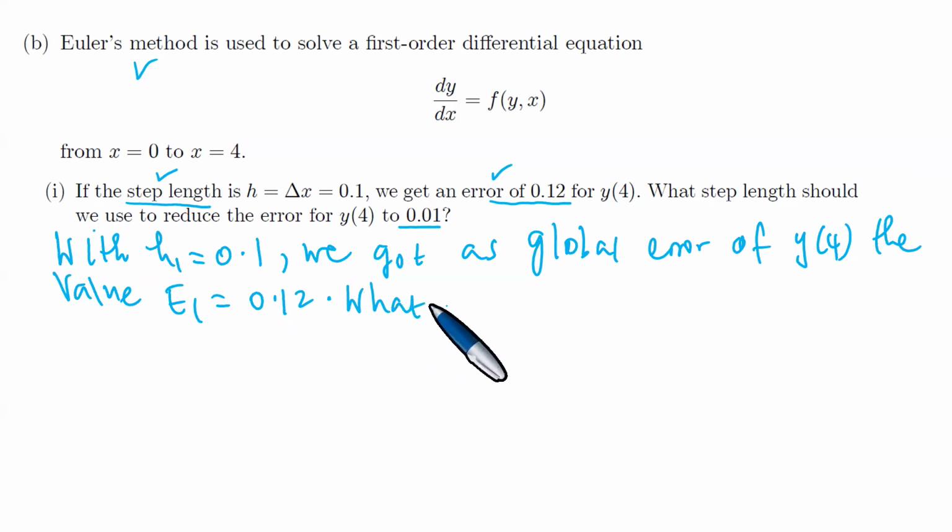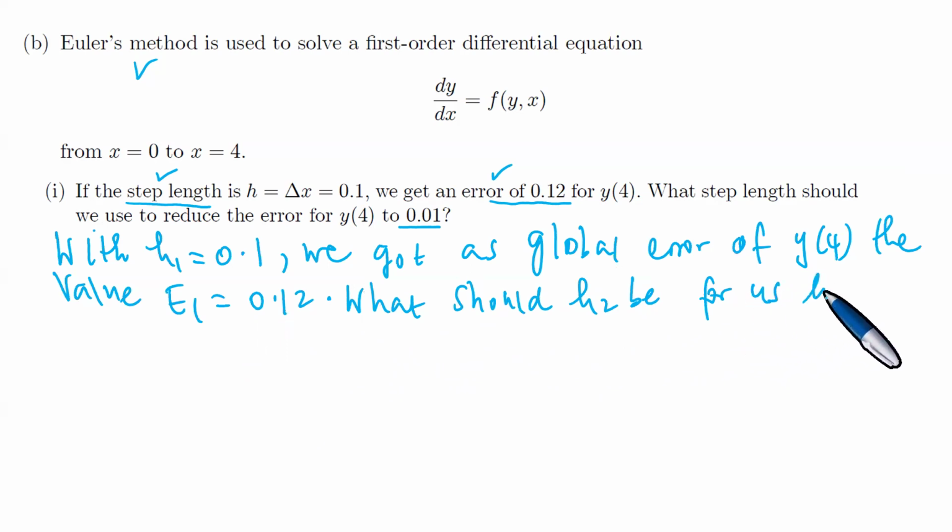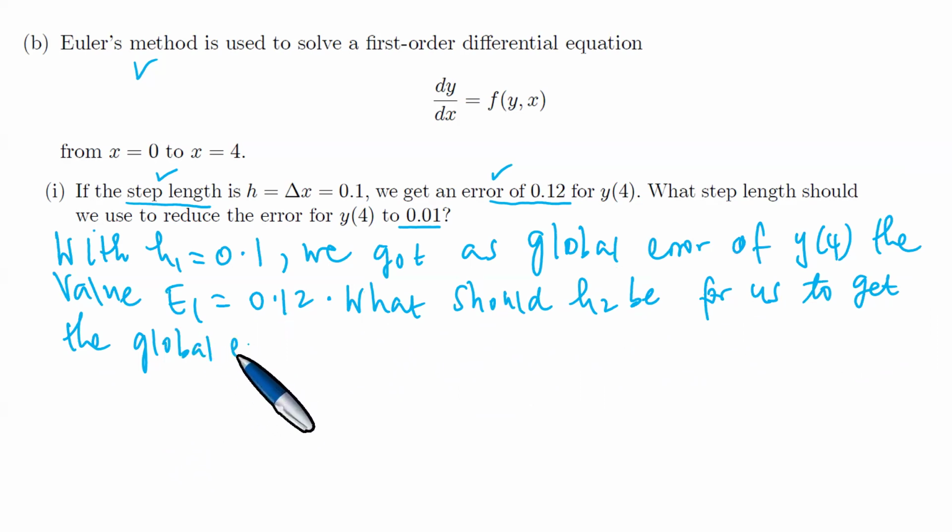So we ask the question, what should H2 be for us to get the global error E2 equals 0.01? That is it. And this is the plot. However, so this is sort of a question.